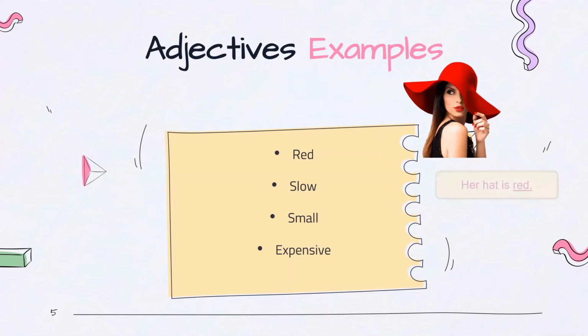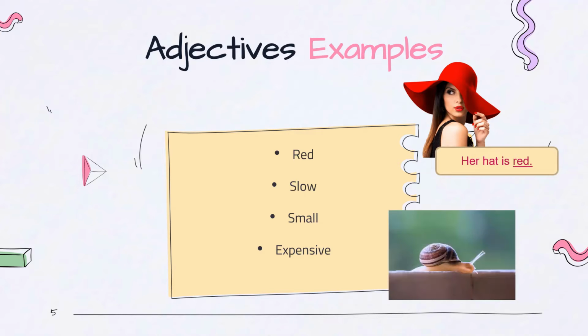Okay, let's see. Her hat is red. Here we have red as the adjective. The next picture is a snail. Can you create a sentence with this? Very good. The snail is slow. And slow is the adjective here.